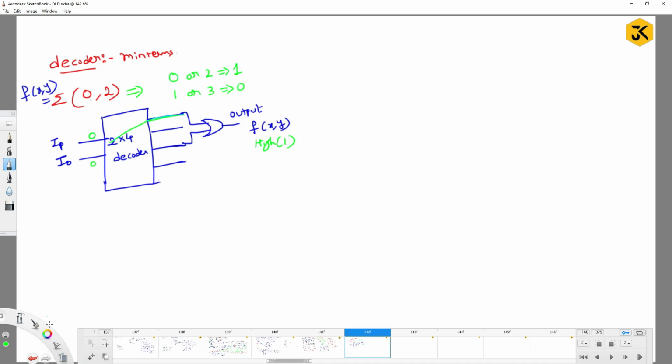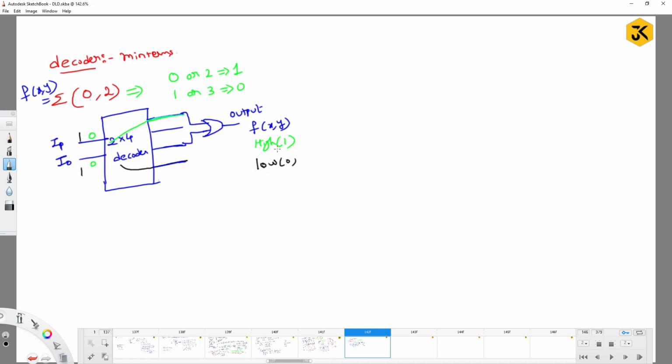Yes. Similarly, if I give 1 1 as input, which line is going to get high voltage? This line is going to get high voltage. But is it connected to any circuit? No. So here at the output line, you are going to get 0 as output. I can call it low voltage.